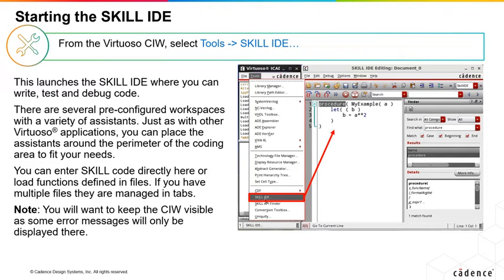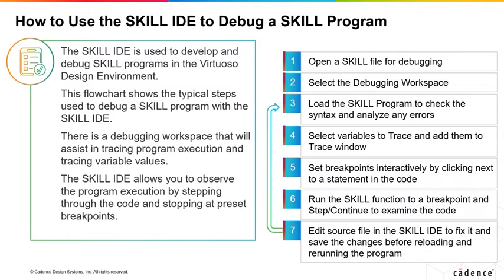To start the Skill IDE, you will go to the Tools menu in the Command Interpreter window, pull it down and locate the Skill IDE command. It will then raise the Skill IDE debugging window. Here we'll cover how to use the Skill IDE to debug a skill program.